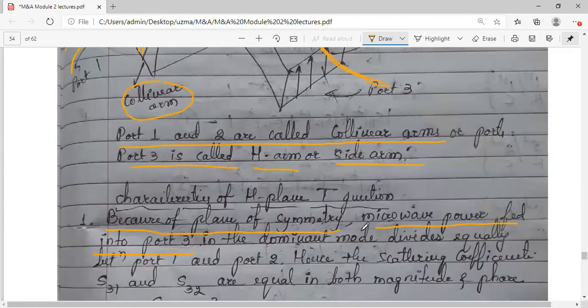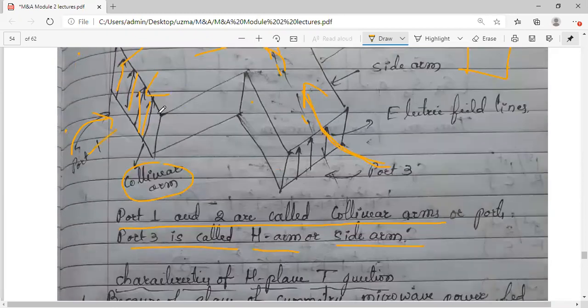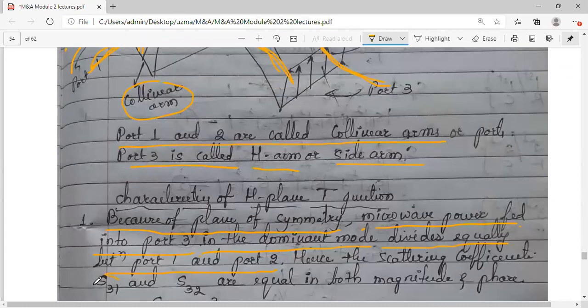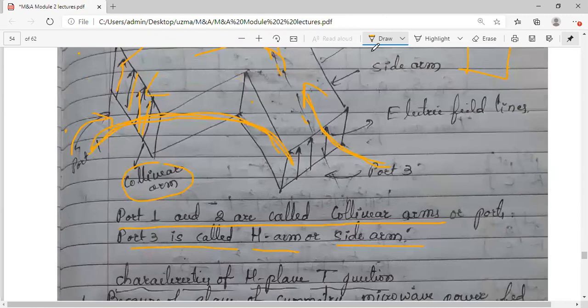Because of the plane of symmetry, the microwave power fed into port 3 in the dominant mode, they are all rectangular waveguides, so obviously TE10, divides equally between port 1 and 2. That's why if I want to write the scattering coefficients, S11, S12, S13, what is the scattering coefficient between port 1 and 3? It is S31. Okay, between port 1 and 3, it is called S31.